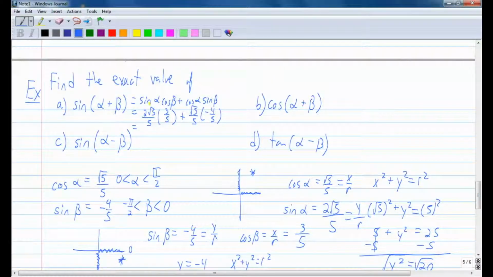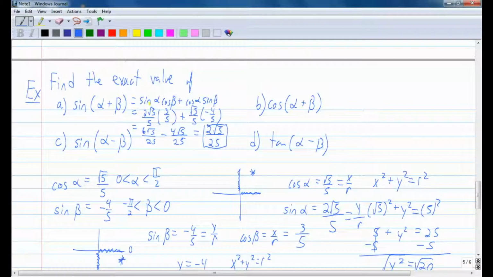Alright. So that's equal to 6 square roots of 5 over 25 minus 4 square roots of 5 over 25. Yeah, they have a common denominator already. So 6 square roots of 5 minus 4 square roots of 5, that's 2 square roots of 5 over 25. That's your final answer.